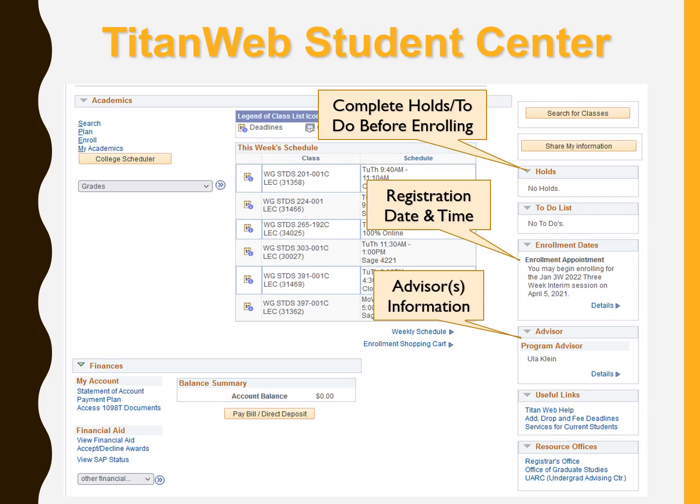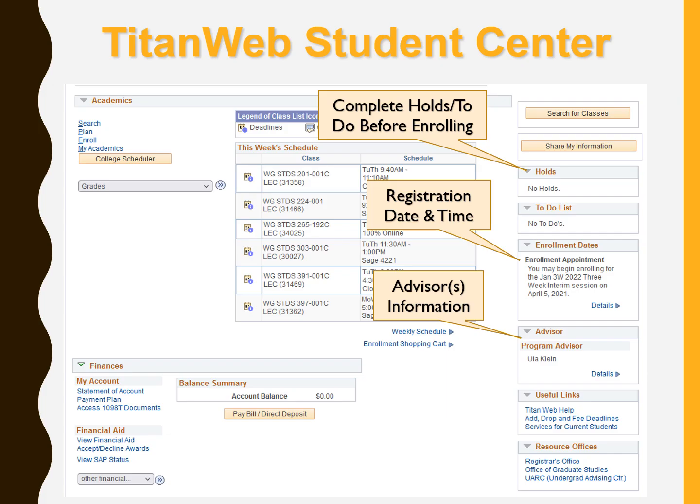Your Titan West Student Service Center can be a valuable resource for accessing information and being proactive in your academic preparedness. Knowing when your enrollment dates are, who your advisor is, and if you have any holds on your account that need attention or may delay registration can be one great way to have some control over your academics and the courses available to you when registration time rolls around.